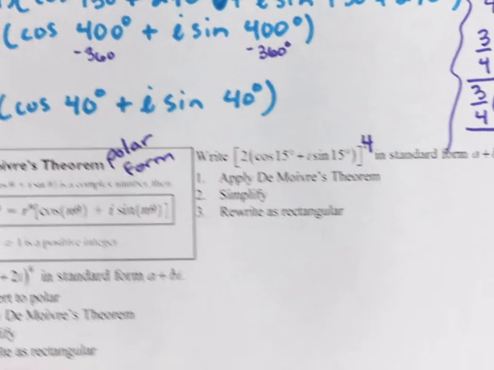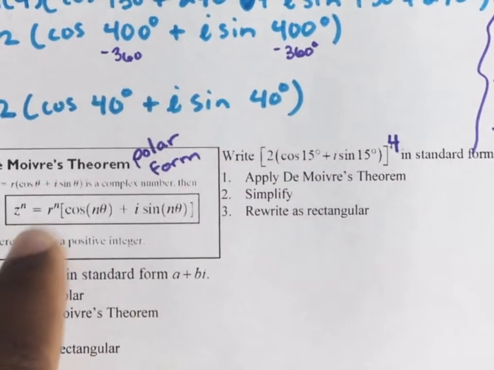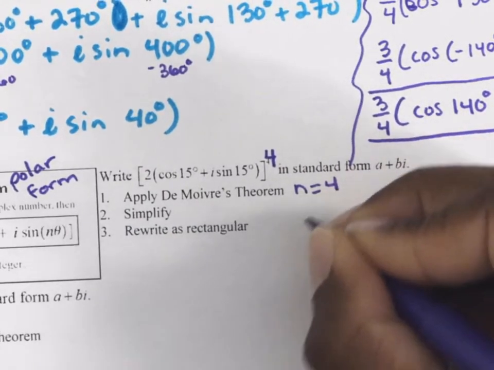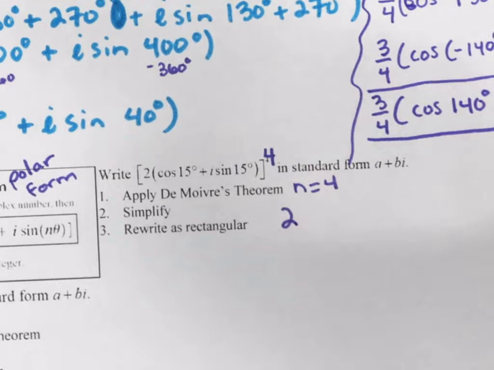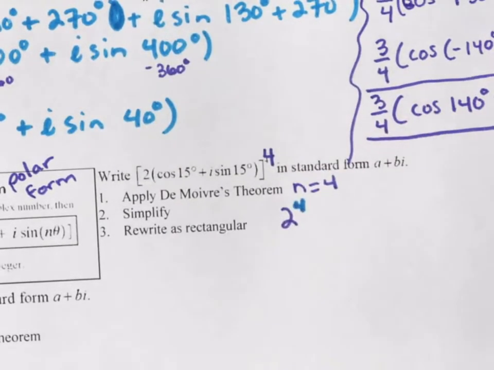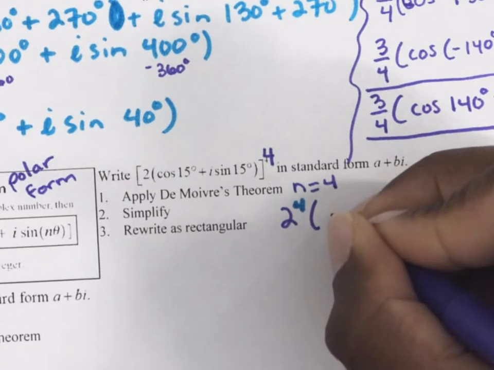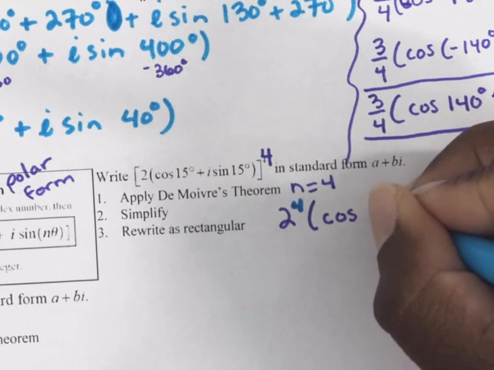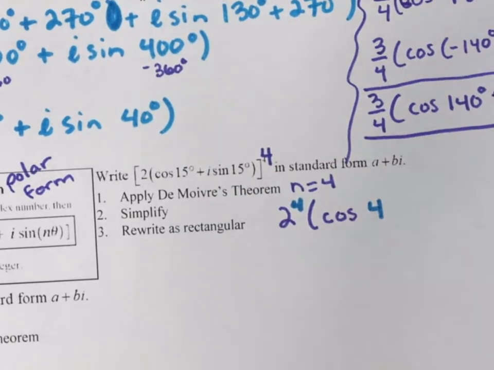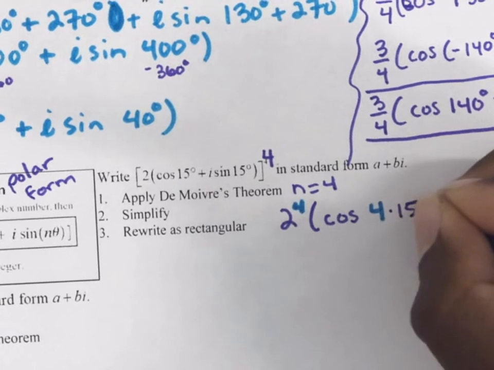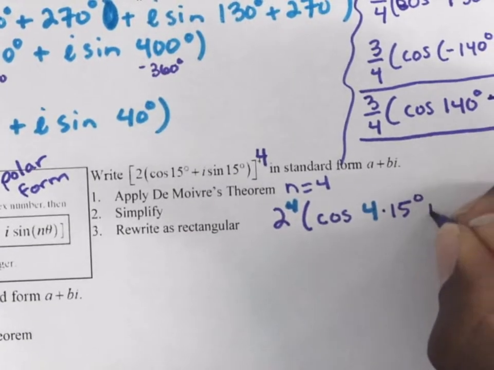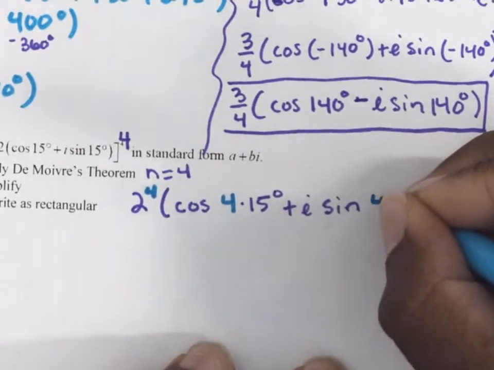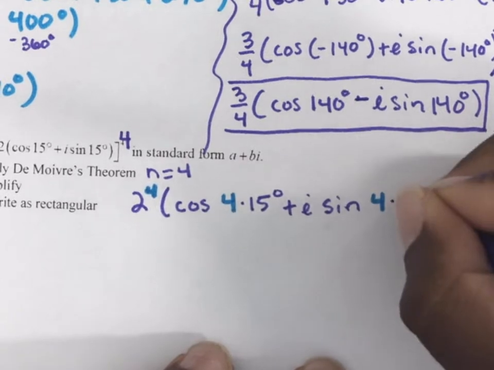All right, so this is already in polar form, so I'm going to do 2 to the nth power. n is 4. Let me just write that. So I'll do 2 to the fourth power. Then inside, I start off with the cosine of 15, but I'm going to multiply 15 by what? 4. So 4 times 15, which would be 60. You can go ahead and write 60 if you want. Plus i sine of the same situation, 4 times 15.